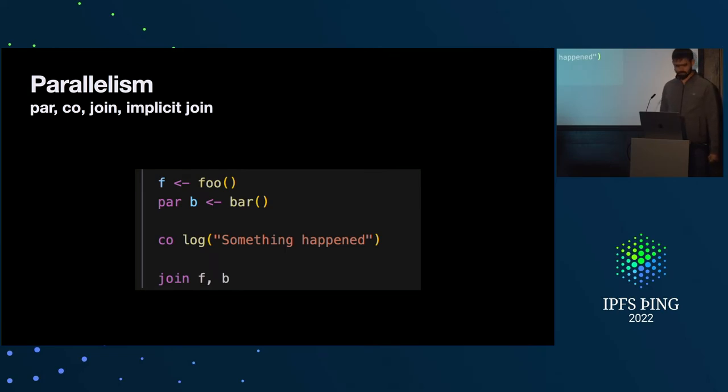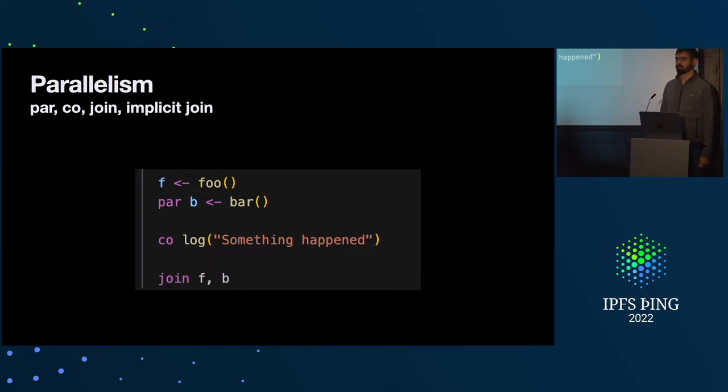Another topic is parallelism. We have some different expressions for parallelism. One is par, which means that this expression must be done in parallel with that expression. We have co, that means that I just want to do this in parallel, in a fire and forget manner, and I don't have to wait for anything. We have the join expression to wait for some data to be present, so in this case, we fork, and then we join. Actually, joining is done simply by data usage.